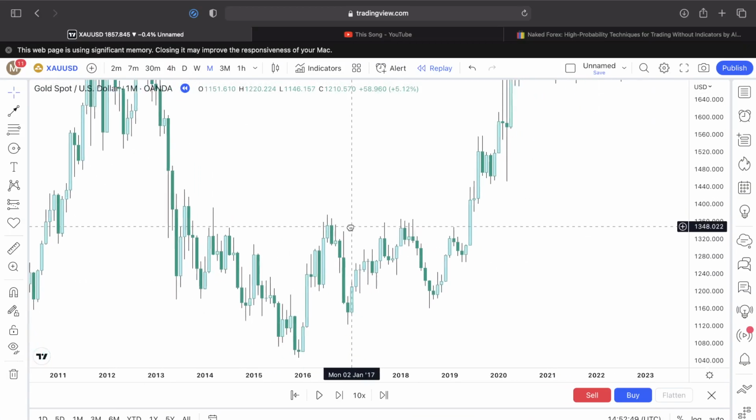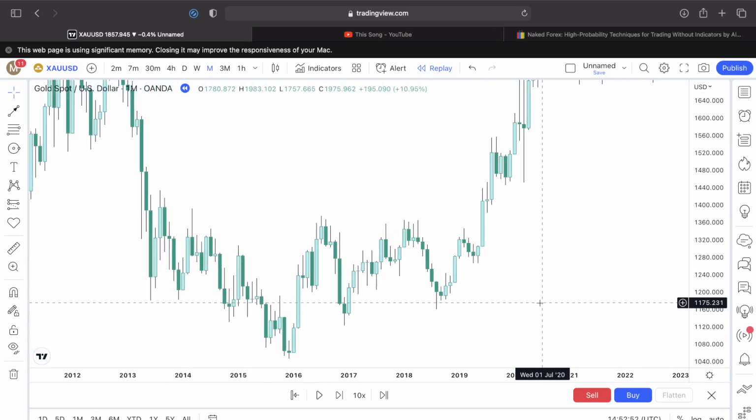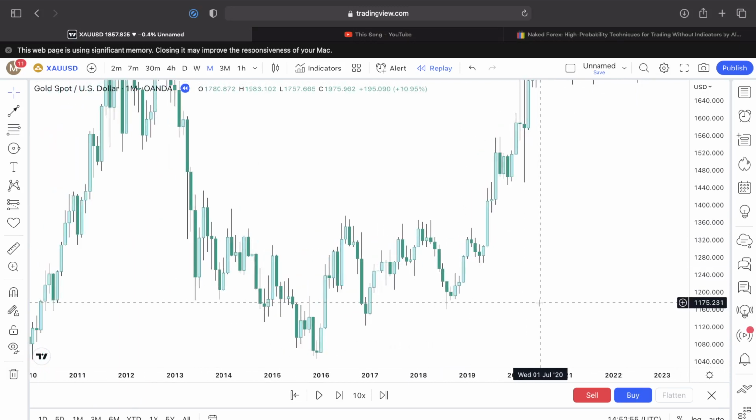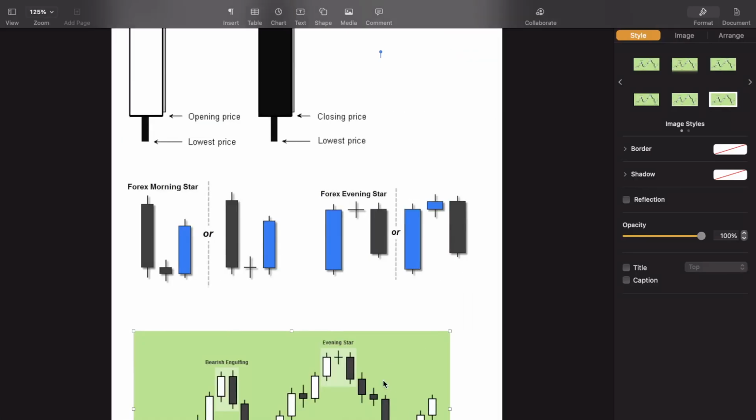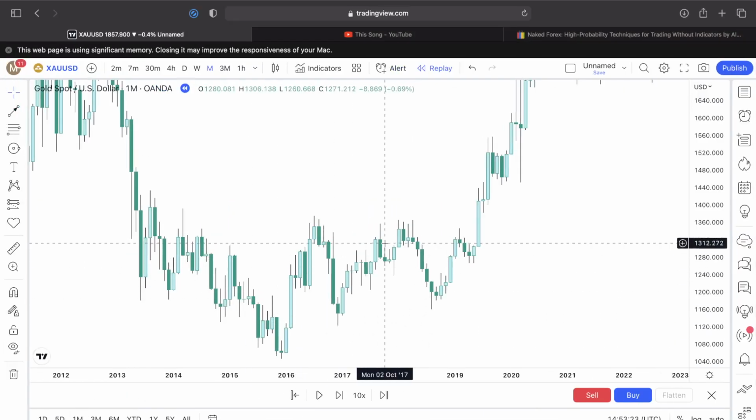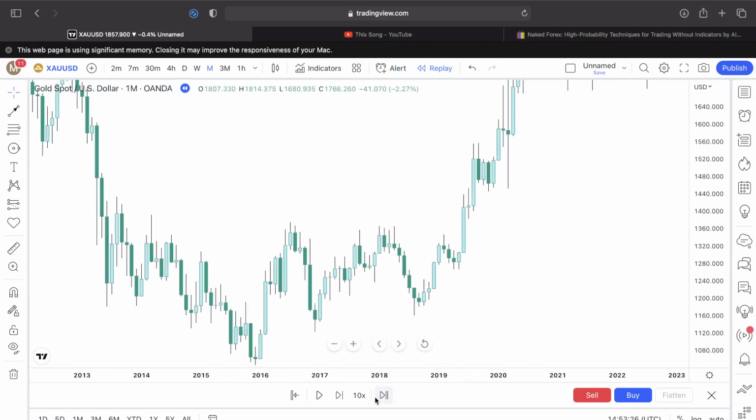Now again, let's look first for evening stars. What is an evening star? Sorry, a morning star is part of a reversal pattern, like the evening or the morning star. These are all reversal patterns. The evening star is going downwards, the morning star is going upwards. Remember that. So the morning star goes upward, the evening star goes downward. All right, cool. So what we do is this. What is this here? A morning star or evening star?